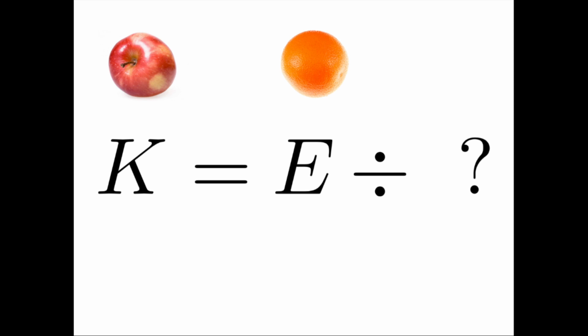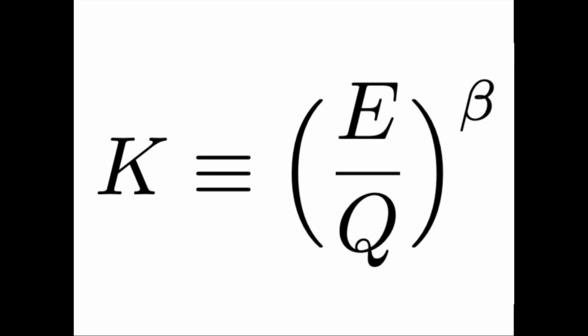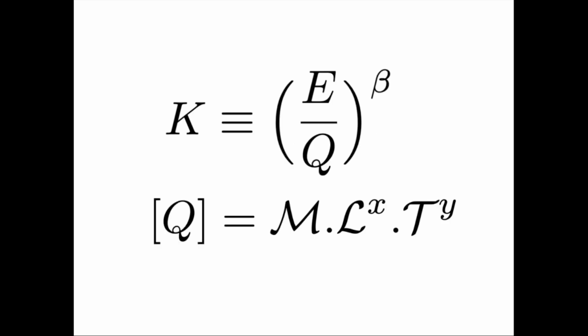The idea is to introduce a different mass-carrying quantity Q facing energy, defined by its relationship with the prefactor k. k is equal to E divided by Q to the power beta, where the exponent beta allows more freedom than a simple division, and where the quantity Q has dimensions mass, length to the power x, and time to the power y, where x and y are not yet known.